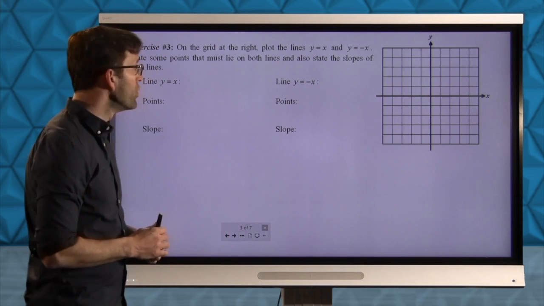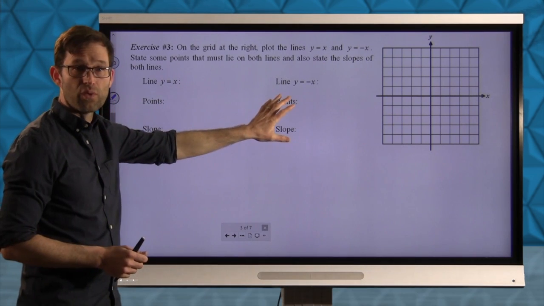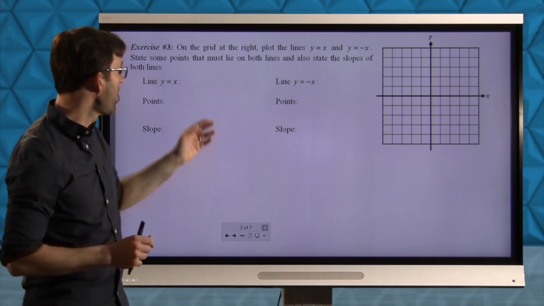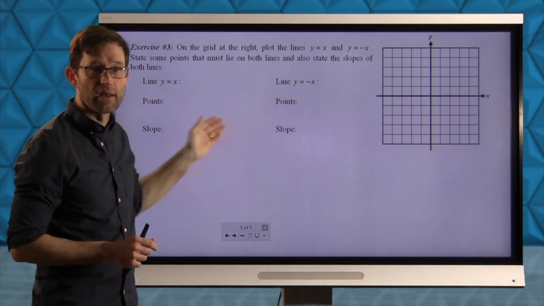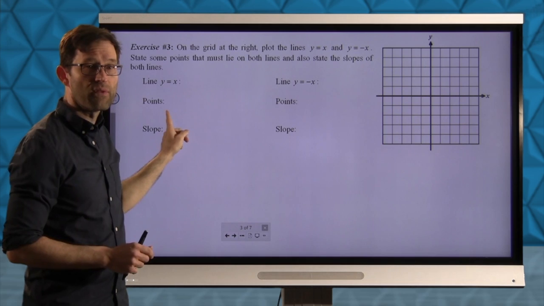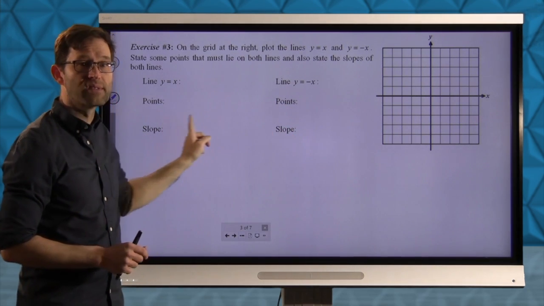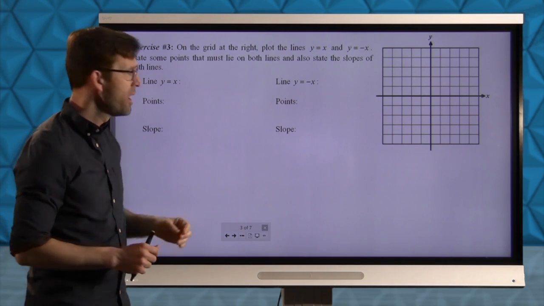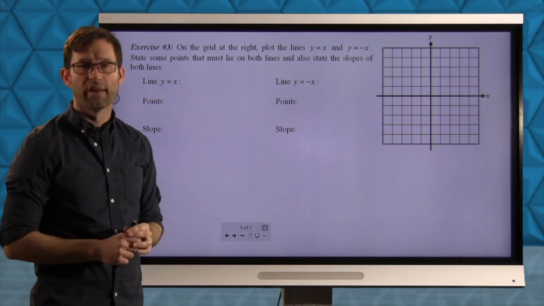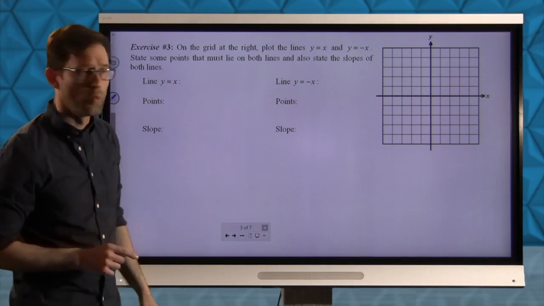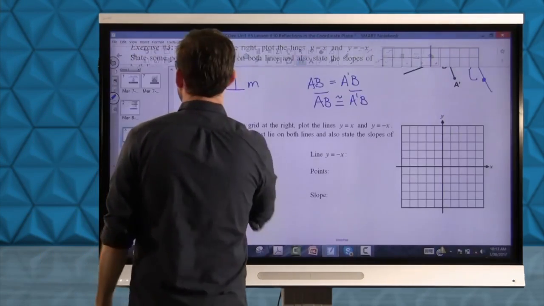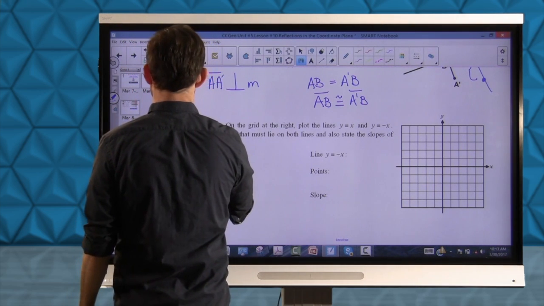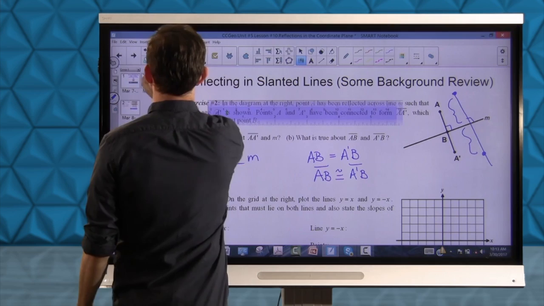So we reviewed specifically how to plot these two things, okay? So what I'd like you to do is spend a little bit of time drawing y equals x, y equals negative x. If you need to, you could definitely just simply write down some points that you know must be on both of those lines and then use those points to help you graph them. And also I'd like to know what the slope of both lines are. I'm going to go grab a ruler while you work on this. There's my ruler.